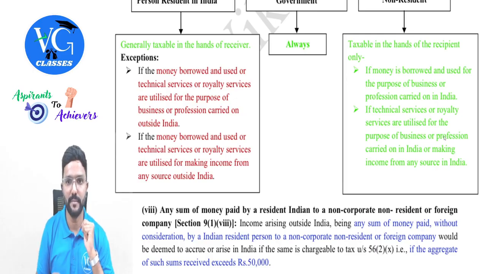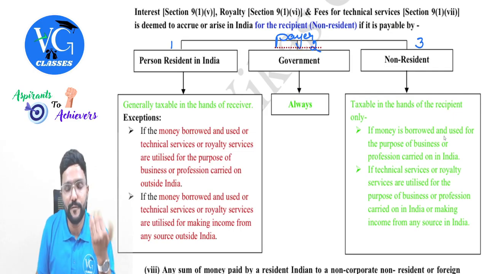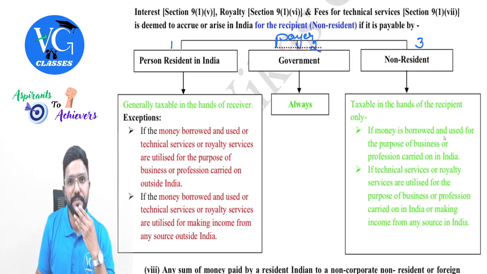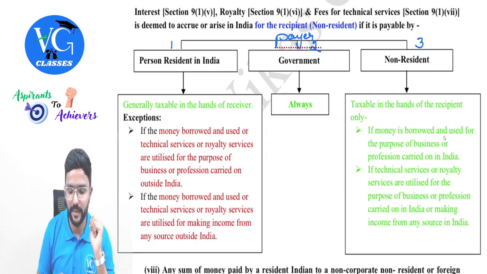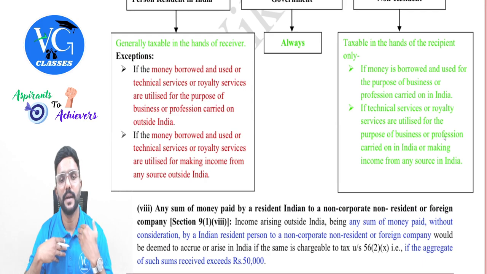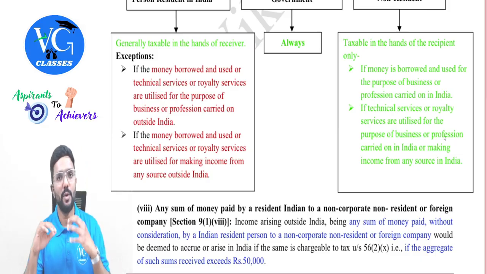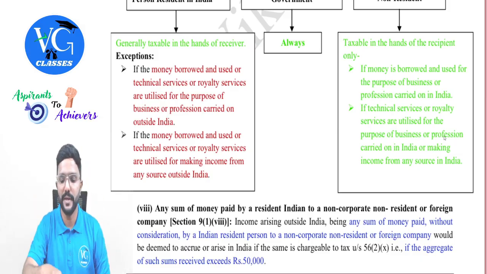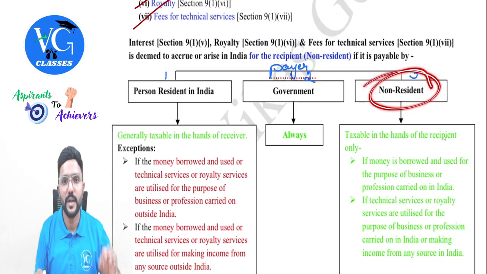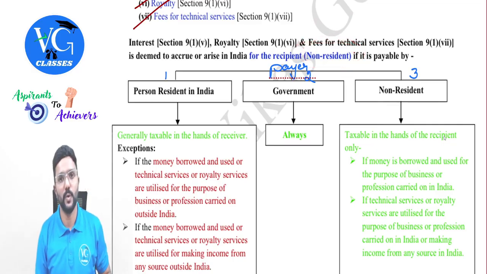Please be careful. For example, assume I am a non-resident. I borrowed a loan from you, and you are also a non-resident. Both of us are non-residents. Now I have to pay interest to you. So I am a payer who is a non-resident. Now you are earning the interest income. You are also a non-resident.